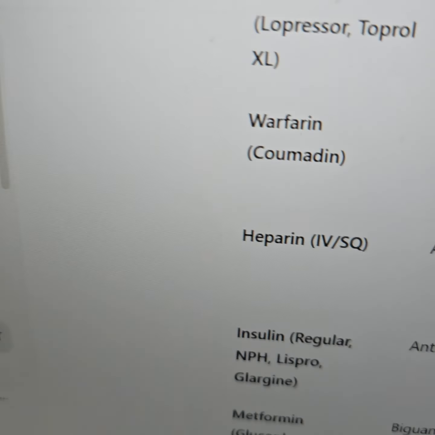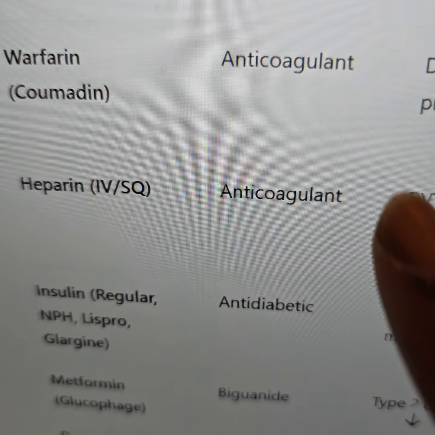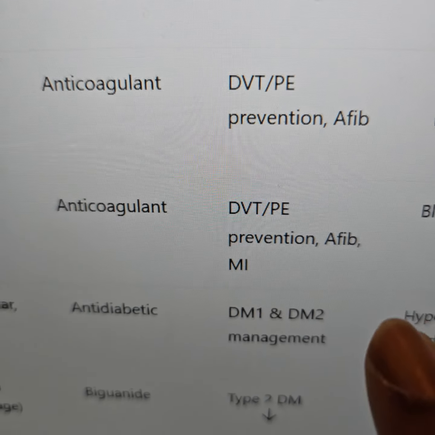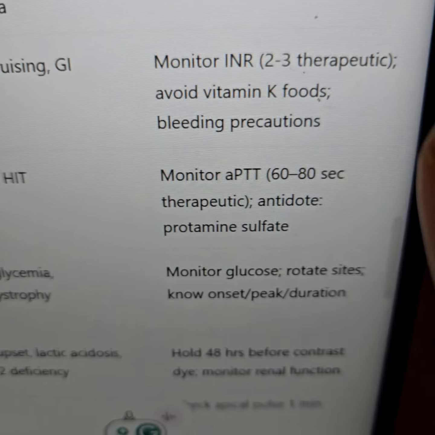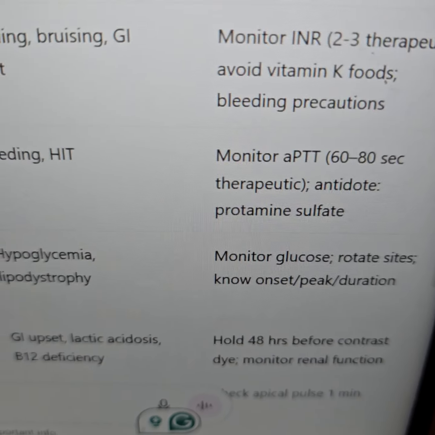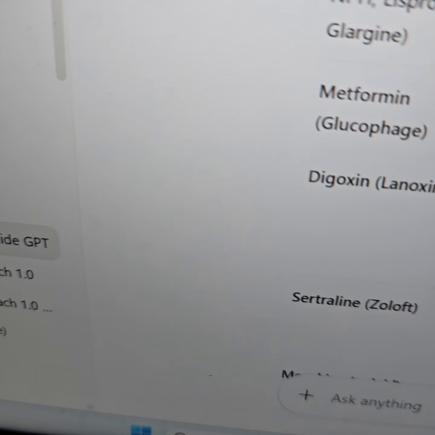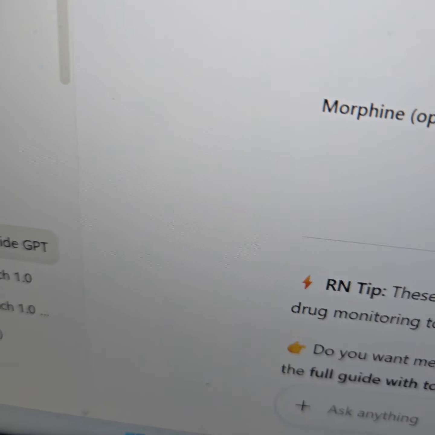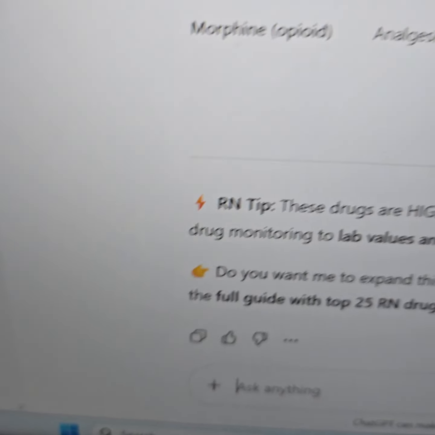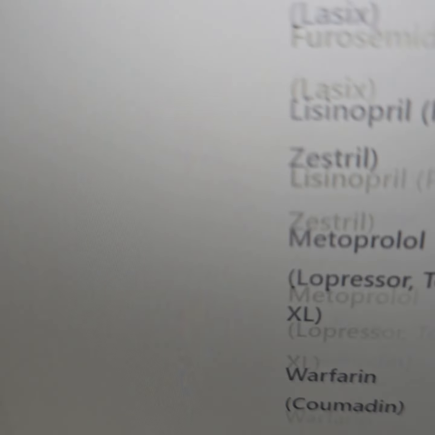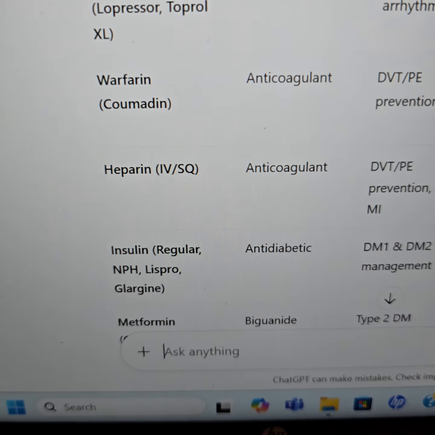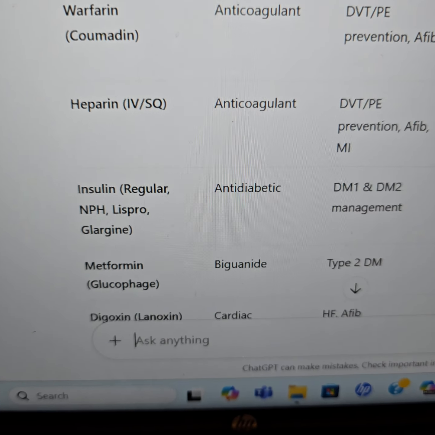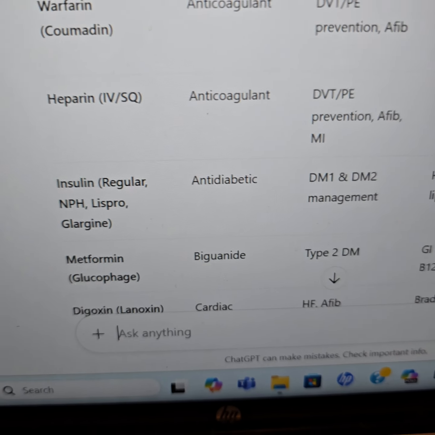And lisinopril. These are all warfarin, anticoagulant, right? DVT, PE, monitor INR. This is what it tells you, right? Insulin. These are metformin, digoxin, Zoloft, morphine. These are the most commonly used medications that you're going to come across in your nursing career, right? And this is a more in-depth look at what you get.